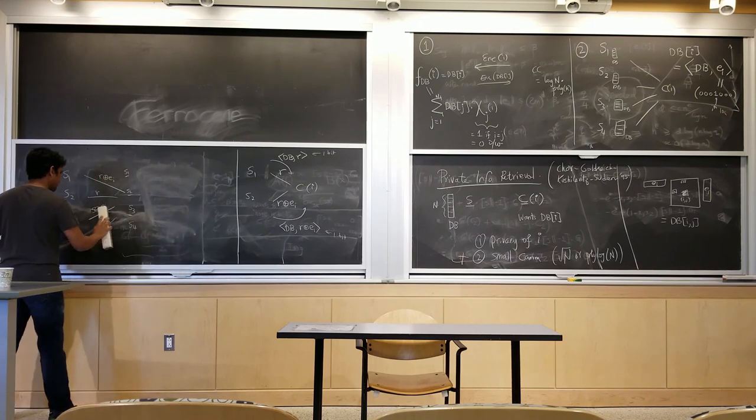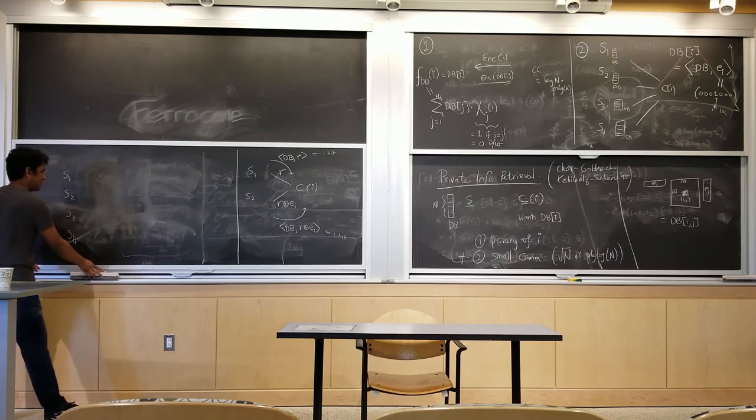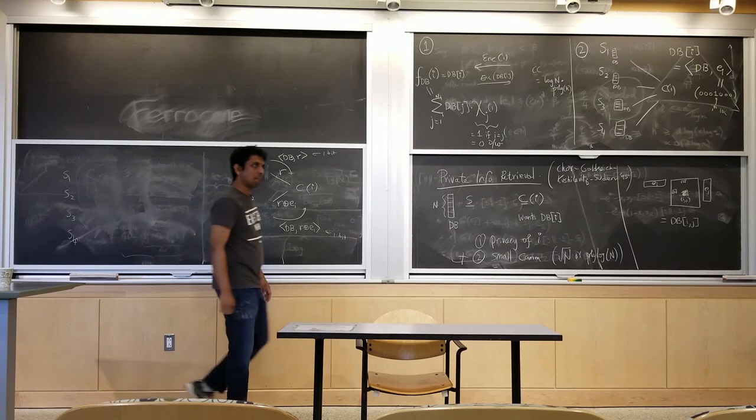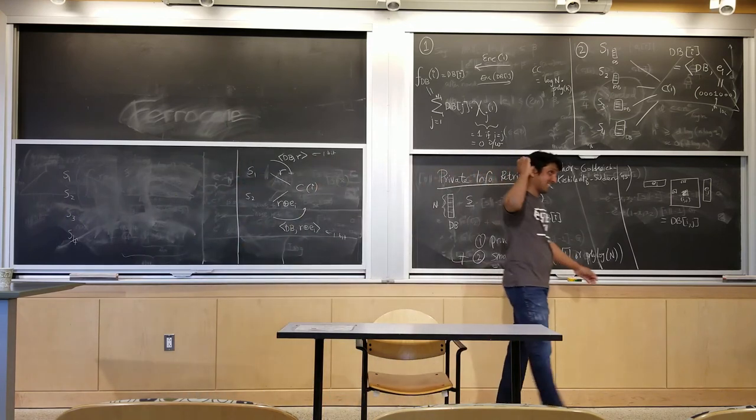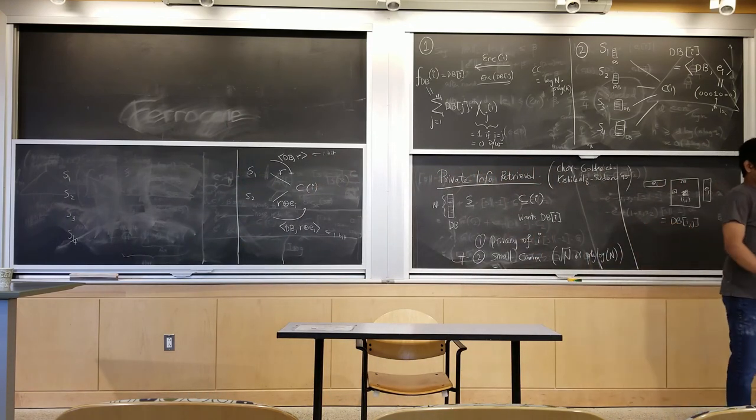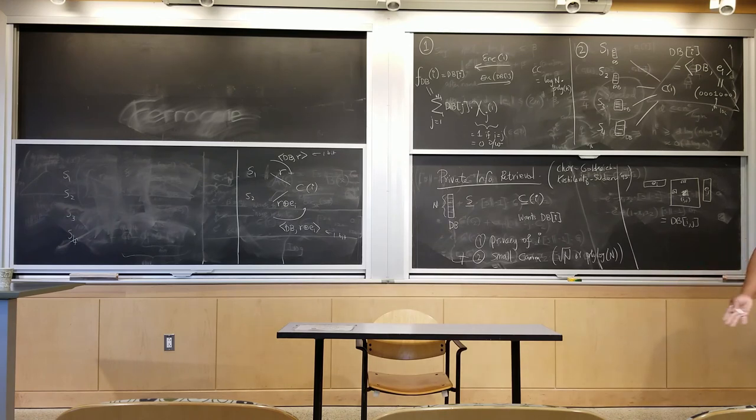Okay, so again, let me erase everything. Again, the client sends square root n bits to each of the four servers, but the server is only supposed to send one bit back. So how do you get one bit out of the database? You can't just multiply on the left and give me square root n bits. I have to multiply on the left and on the right, and then the whole thing collapses to one bit.